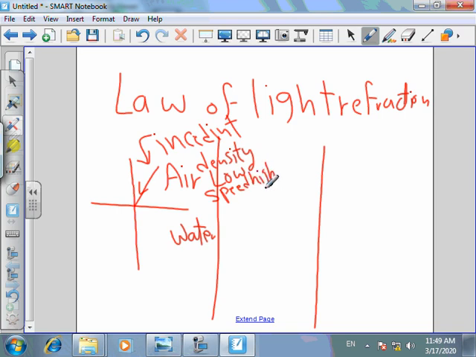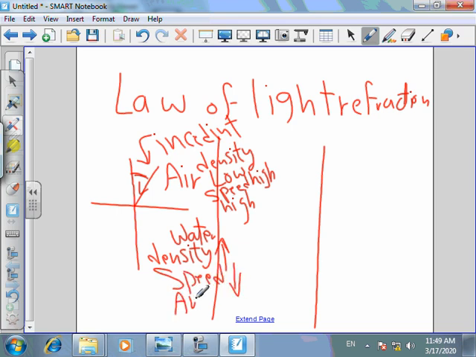The angle here is high, or large too. If you look at the angle, you find it large. But in case of water, its density is more than air. Density high, speed low, and the angle too is small. Angle small, like this. It's smaller than the angle of incident, and this ray is called refracted ray.